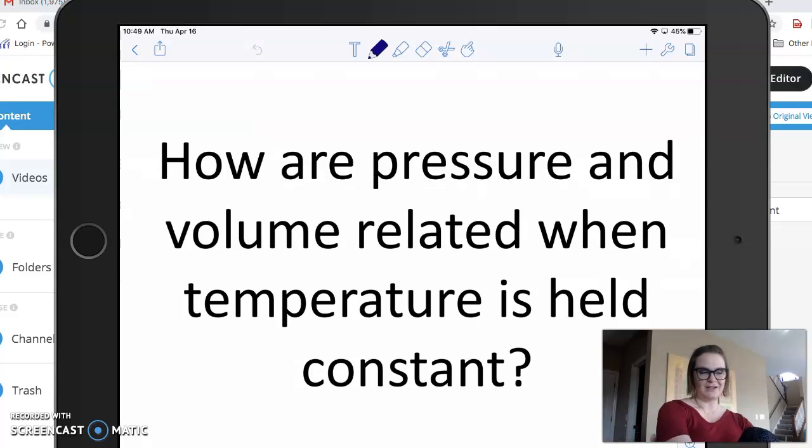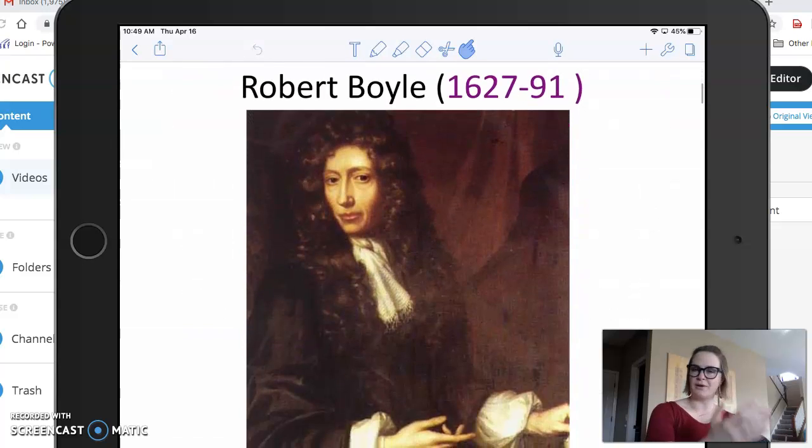I feel like I should give credit where credit's due. The person we can kind of thank for this is Robert Boyle. The pressure volume relationship is called Boyle's Law.